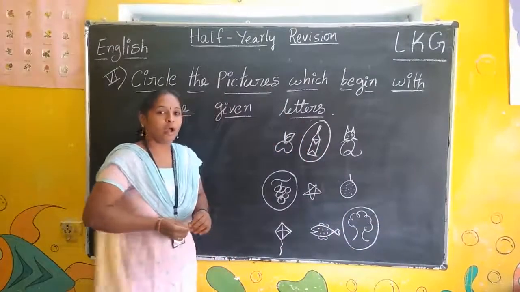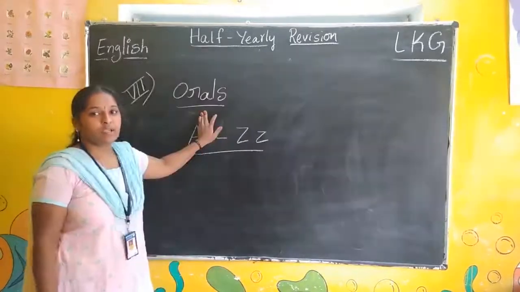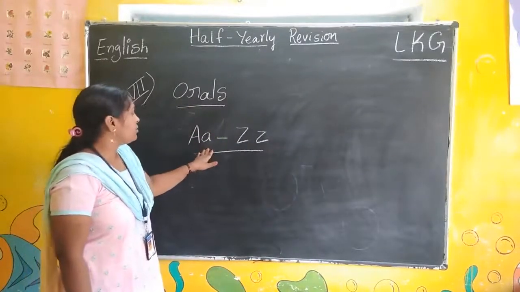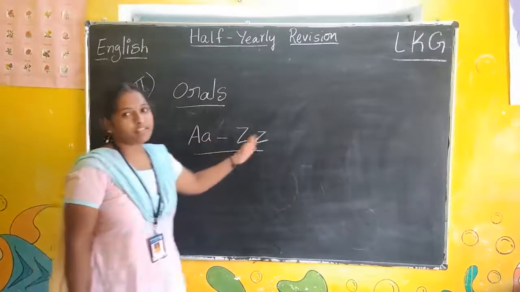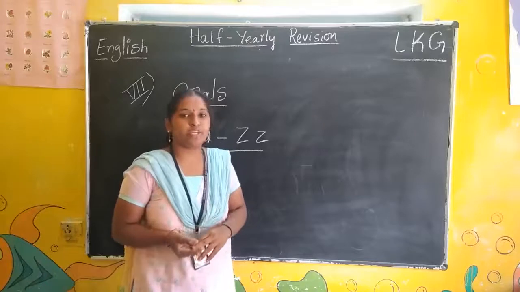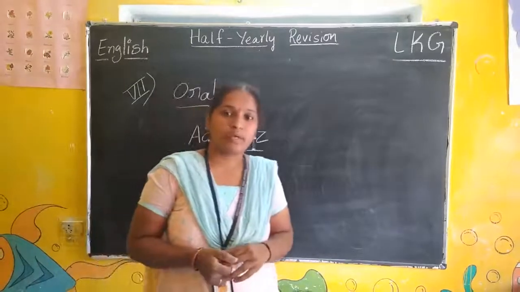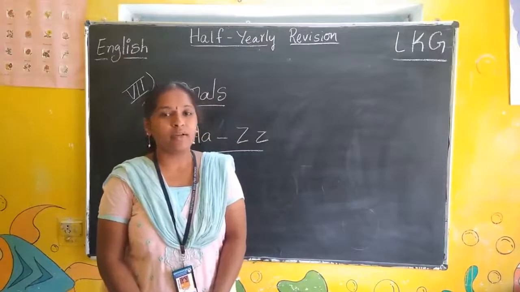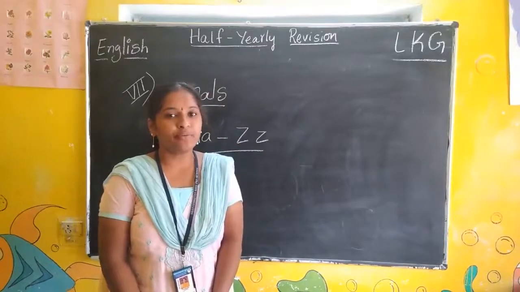Okay, children. Now next bit. Oral. Capital A to capital Z, small a to small z. Picture reading. Are you practicing A to Z picture reading? Okay. Today, revision completed, children. Practice well. All the best, children. Thank you.